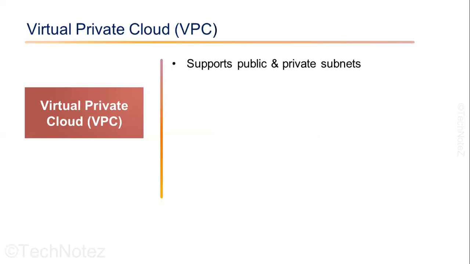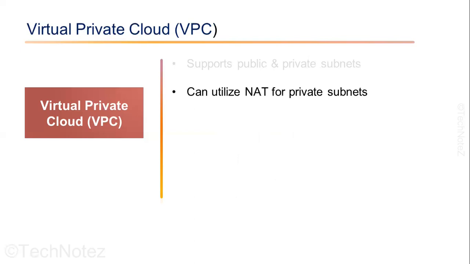VPC allows both private and public subnets. So if you want to have some applications that can't be reached over the internet, or if you want to have some applications that are accessible from the internet, you can do both. If you have servers in a private subnet that need internet access, you can use the network address translation or NAT function for those private subnets.